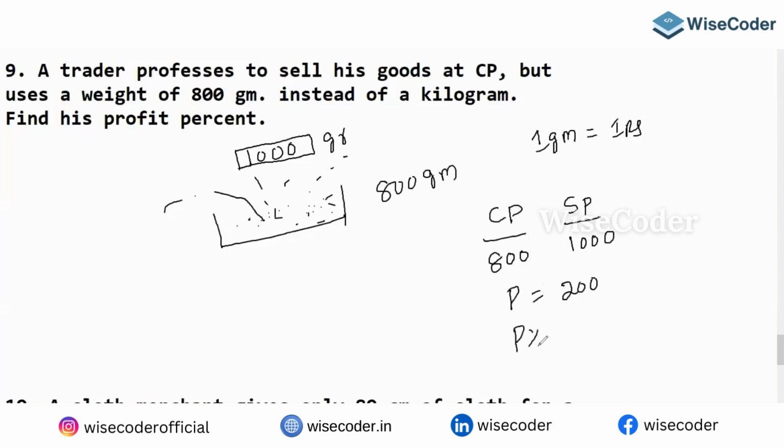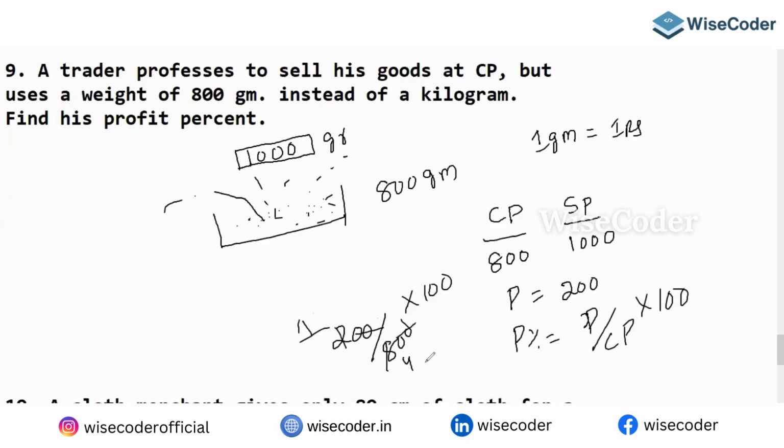What is the profit percentage? Profit by cost price into 100. The profit is 200 and the cost price is 800, into 100. So two ones are two, two fours are eight, so 1 by 4 is 25%. Always people end up with the answer 20%, but please mind it, it's not 20%. It is 25%.